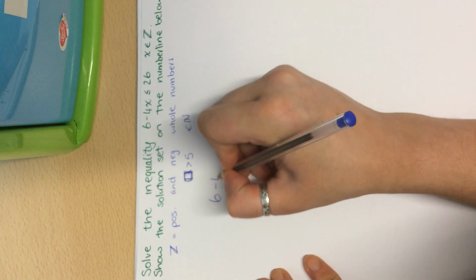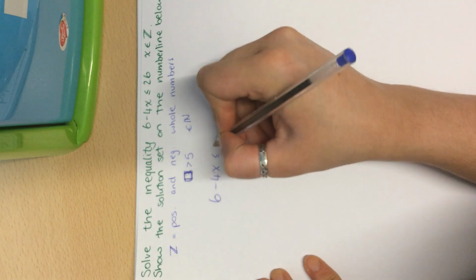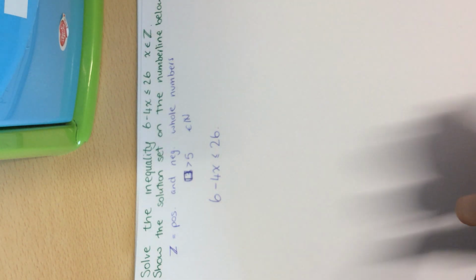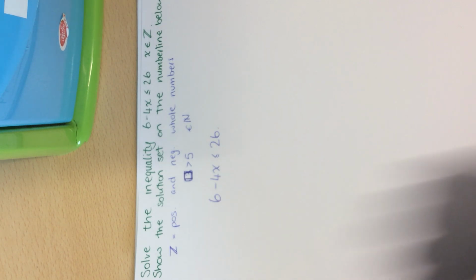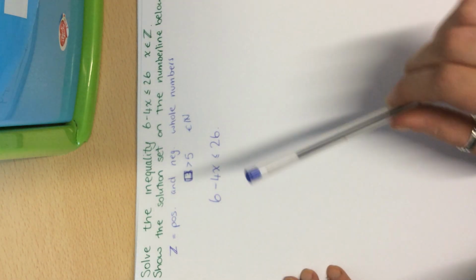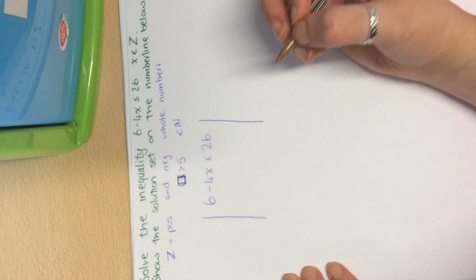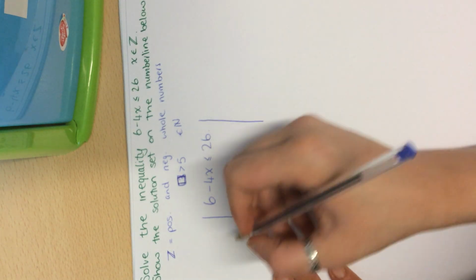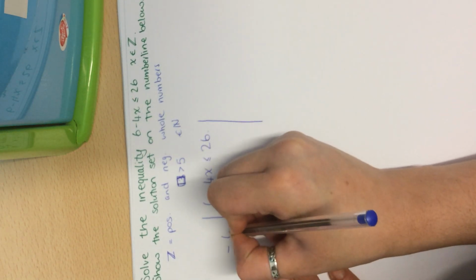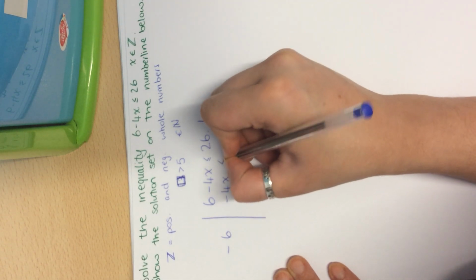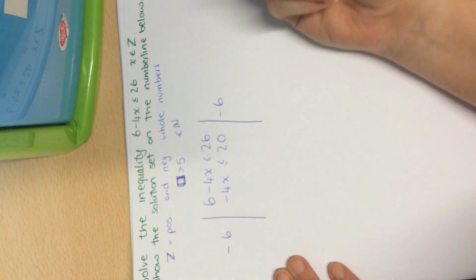So we have 6 minus 4x less than or equal to 26. Now the big thing with inequalities is if we multiply across by a negative, we have to change all the signs, including the way the inequality sign is facing. So if it's saying greater than, it's now going to say less than if we're multiplying across by a negative. Now, it's a linear thing that we're solving. Let's isolate the x. So let's go minus 6. So we have minus 4x less than or equal to 20.